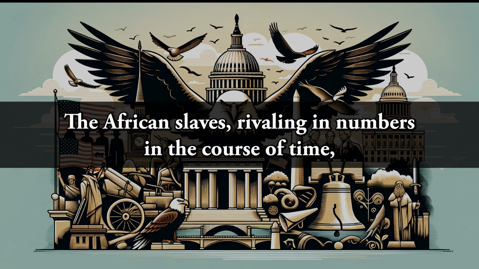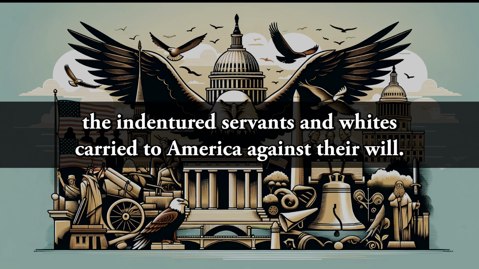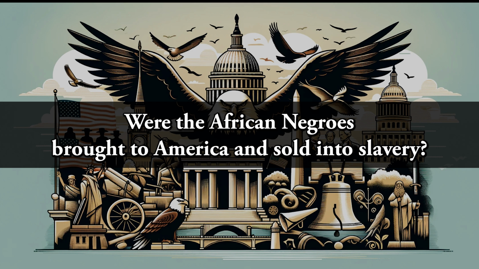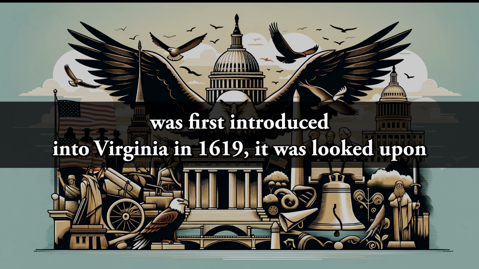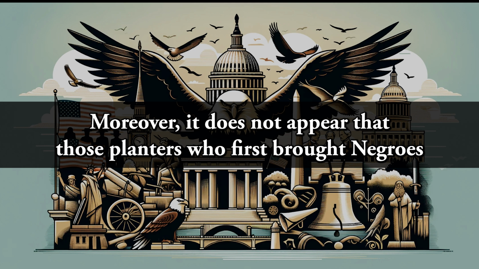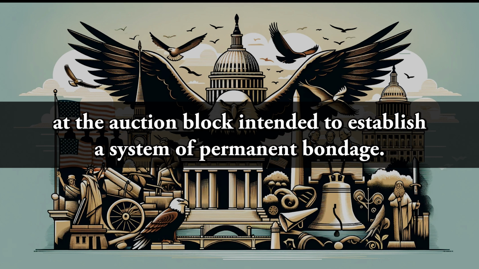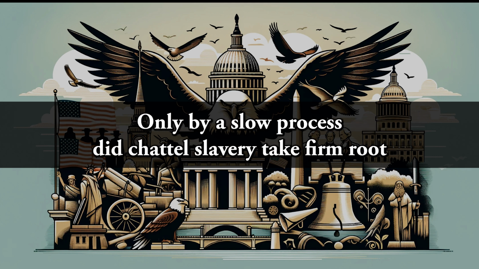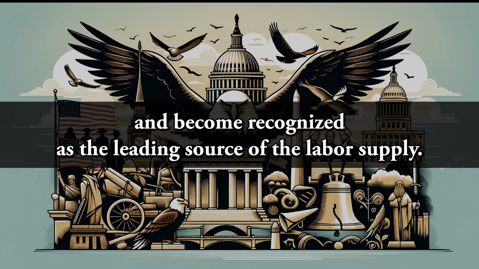The African slaves, rivaling in numbers in the course of time the indentured servants and whites carried to America against their will, were the African Negroes brought to America and sold into slavery. When this form of bondage was first introduced into Virginia in 1619, it was looked upon as a temporary necessity to be discarded with the increase of the white population. Moreover, it does not appear that those planters who first bought Negroes at the auction block intended to establish a system of permanent bondage. Only by a slow process did chattel slavery take firm root and become recognized as the leading source of the labor supply.